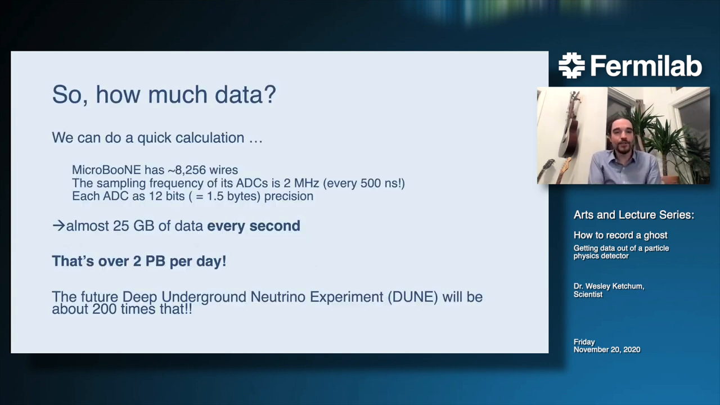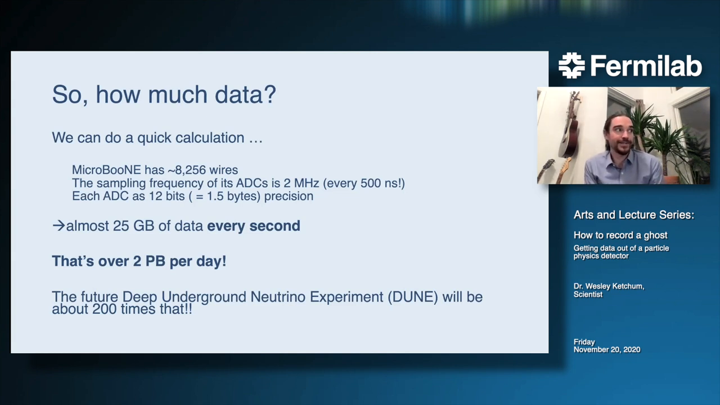Okay, so let's move on though. I'll come up to maybe a few more small clever things. So how much data will this end up creating? We can do a quick calculation. MicroBooNE has around 8,256 wires, and the sampling frequency of its ADCs is about 2 megahertz, so that's one sample every 500 nanoseconds. And each of the ADCs, I showed you a silly little example that was a 2-bit precision ADC. The ADCs we use in MicroBooNE are 12-bit precision. And so what that ends up being is almost 25 gigabytes of data coming from the detector every second. And that's over 2 petabytes per day. That's a lot of data.